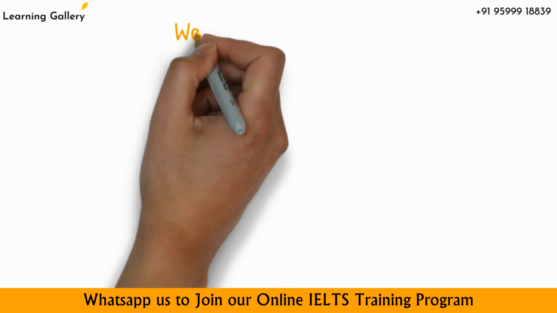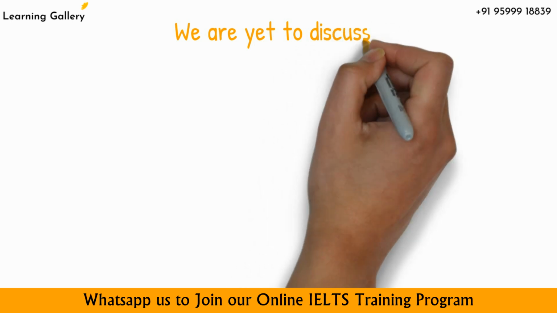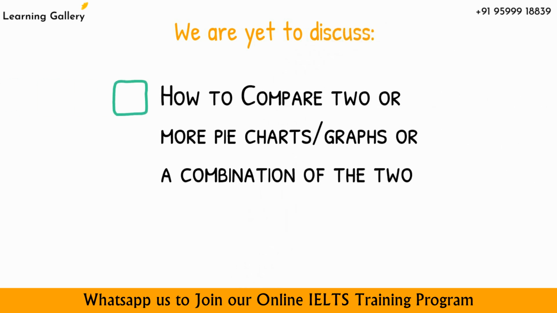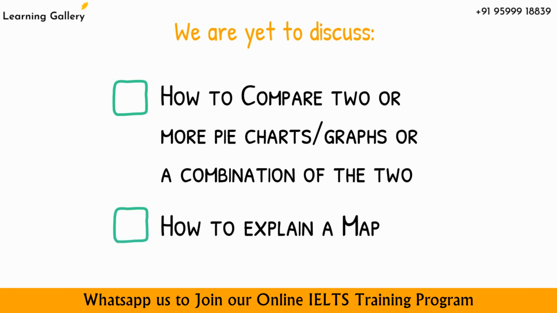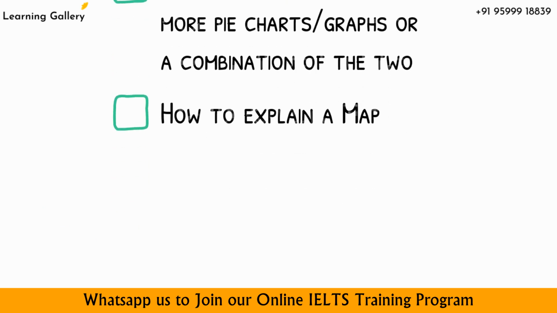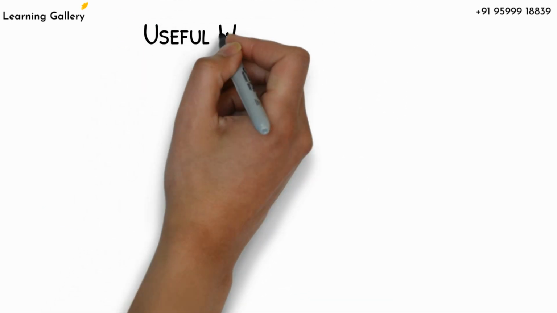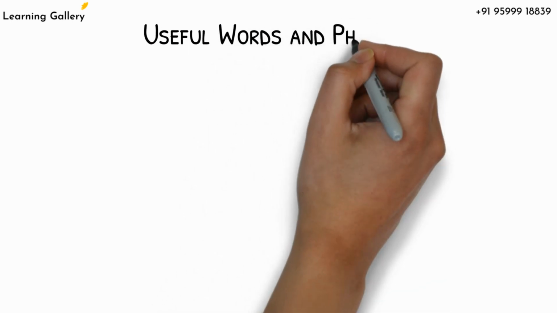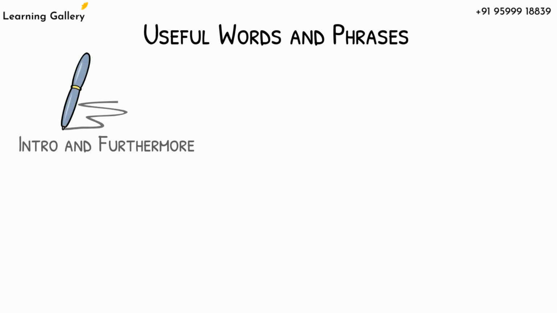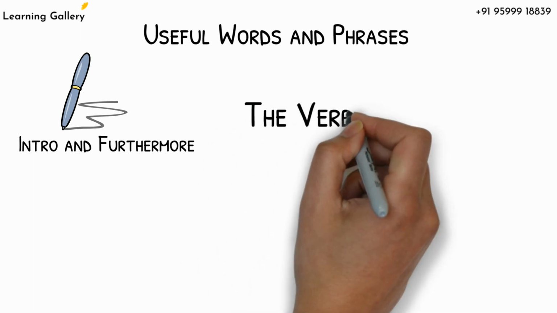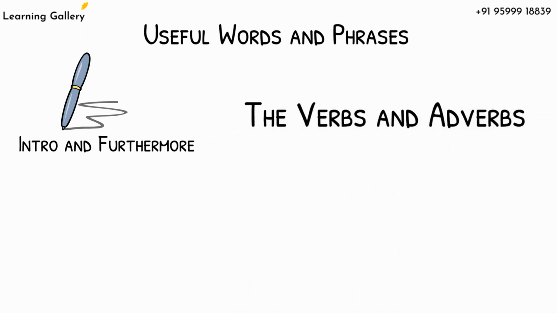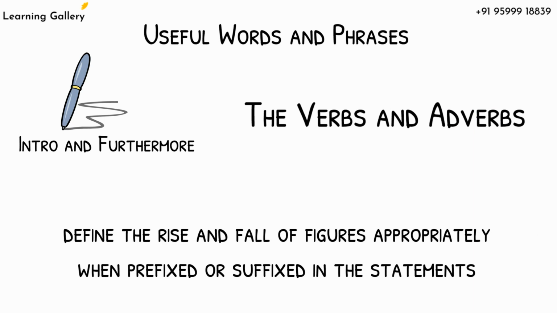In the previous three videos, we have discussed how to explain a diagram, how to explain a graph, and how to explain a process. The AUDIT formula was applied on all three types of questions, and we were able to make desirable write-ups. If you are still not aware of the AUDIT formula, please do watch the earlier videos. We are yet to discuss how to compare two or more pie charts or graphs or a combination of the two, and how to explain a map. And yes, we will be doing that in the upcoming videos.